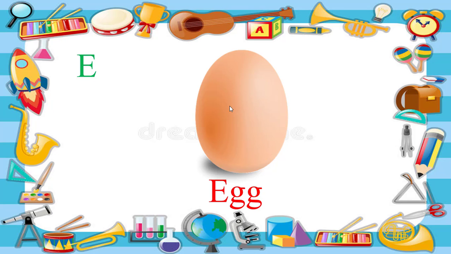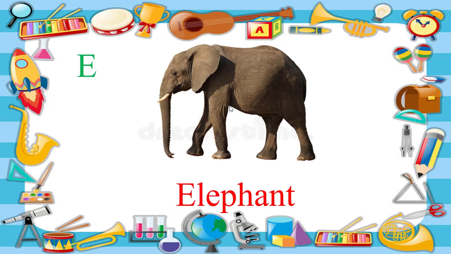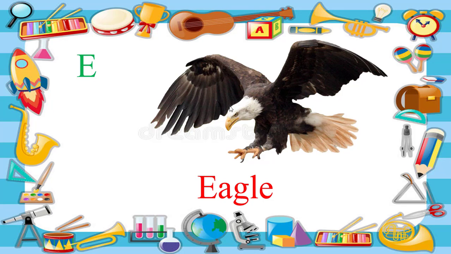Egg. E is for ear. Ear. E is for elephant. Elephant. E is for eagle. Eagle.